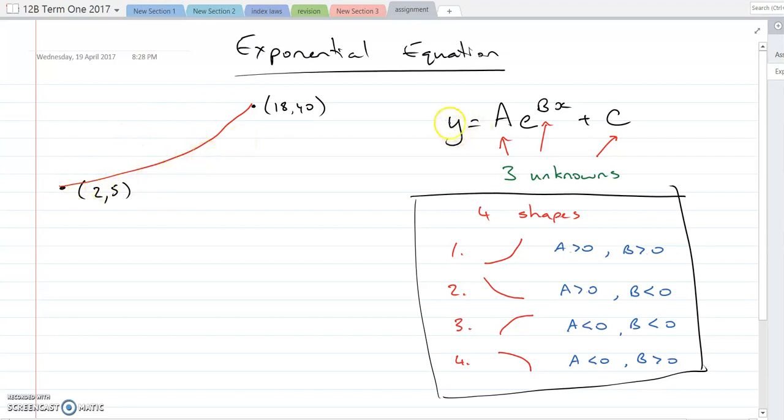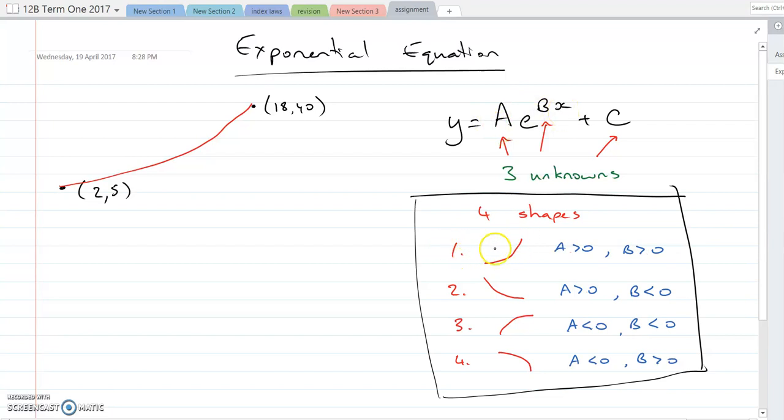This is the form for the equation: y equals some constant a, e to the power of some constant b times x, and then plus c, a vertical shift at the end. So three letters, three values I need to find.